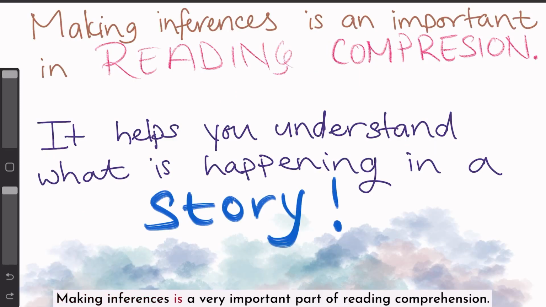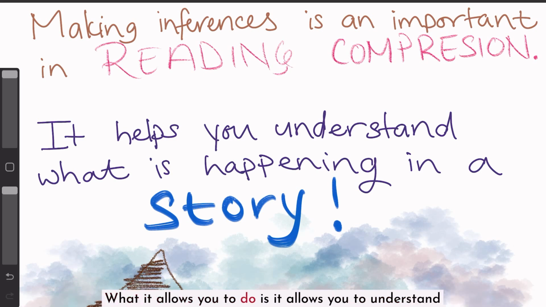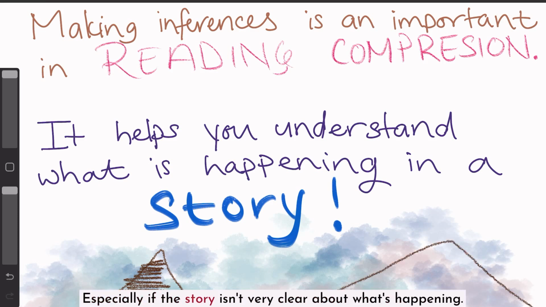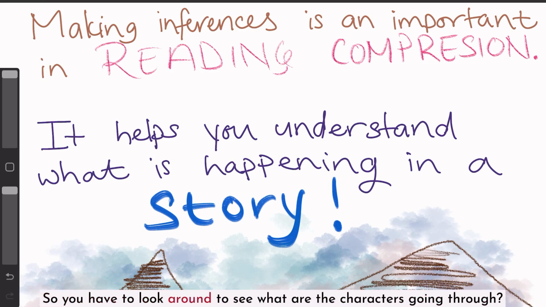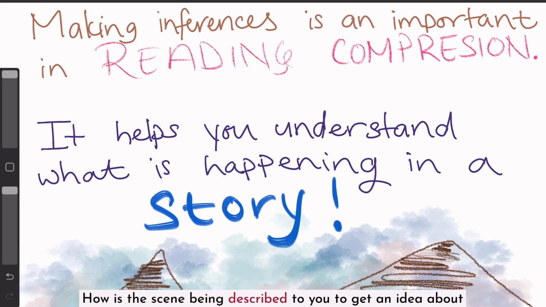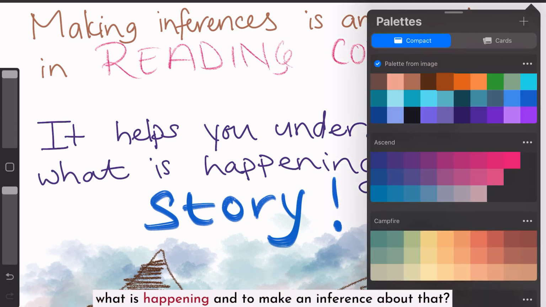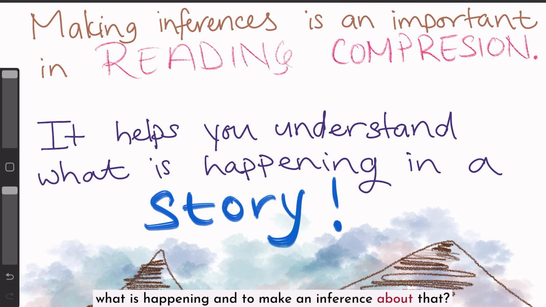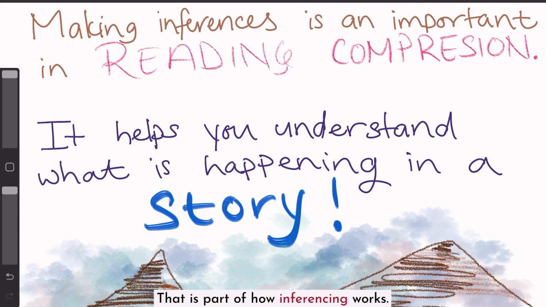Making inferences is a very important part of reading comprehension. It allows you to understand and make sense of what is happening in a story, especially if the story isn't very clear about what's happening. So you have to look around to see what the characters are going through, how the scene is being described to you, to get an idea about what is happening and to make an inference about that. That is part of how inferencing works.